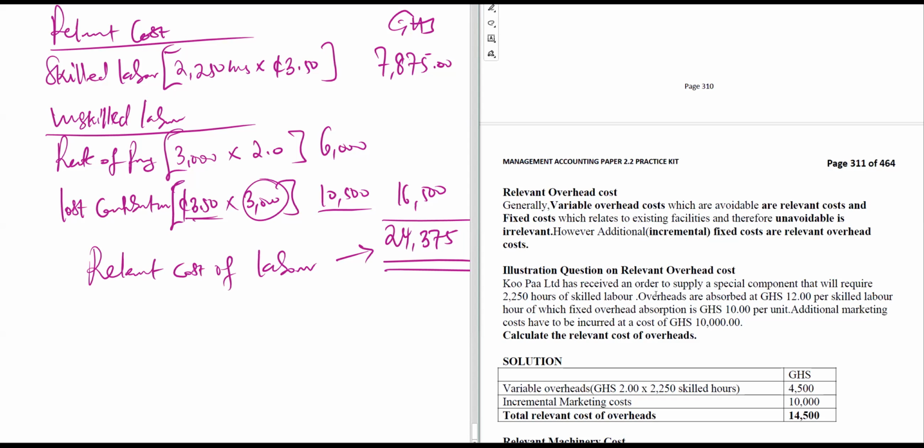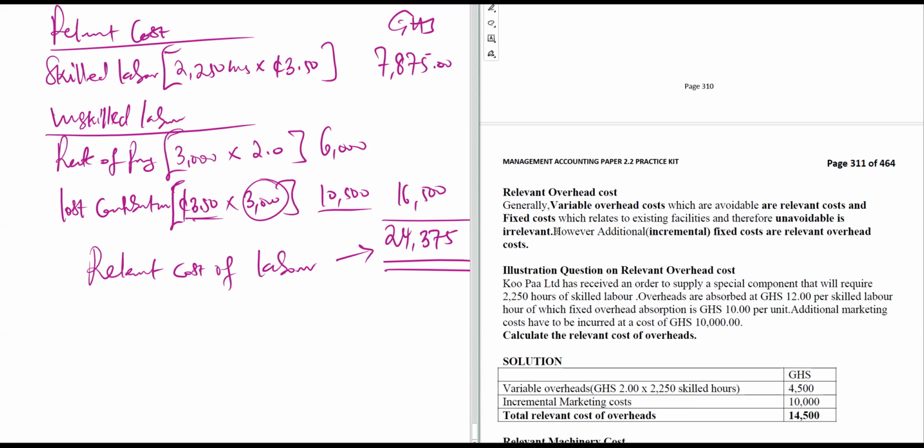Yes, incremental. But if you see unavoidable fixed costs, that means fixed costs which are allocated or which are apportioned or which do not change, right? They are irrelevant. So generally variable overheads which are avoidable are relevant costs, and fixed costs which relate to existing facilities and therefore unavoidable are irrelevant. However, additional or incremental fixed costs are relevant overhead costs. We know this already, right?